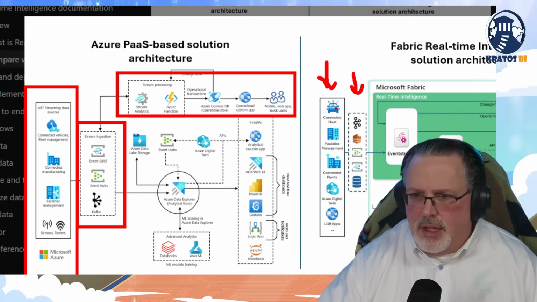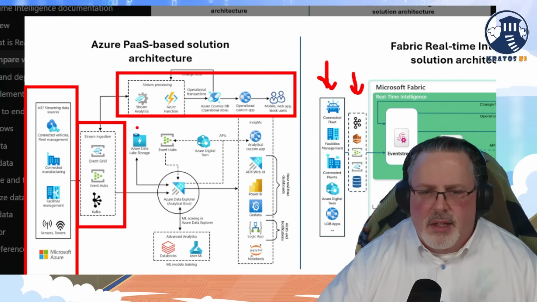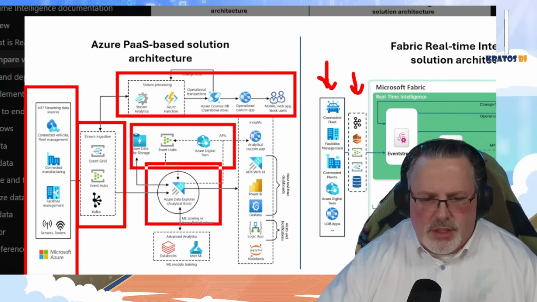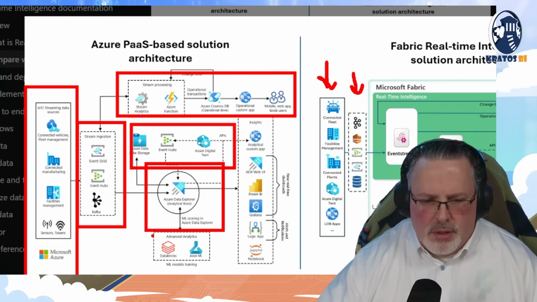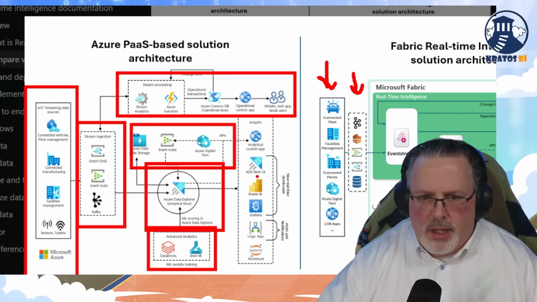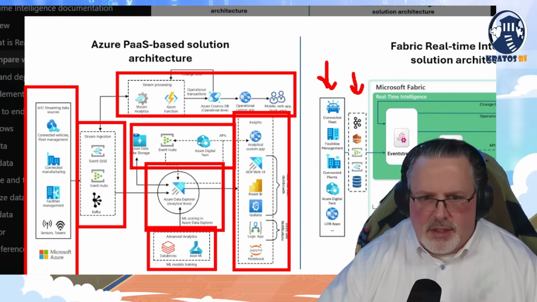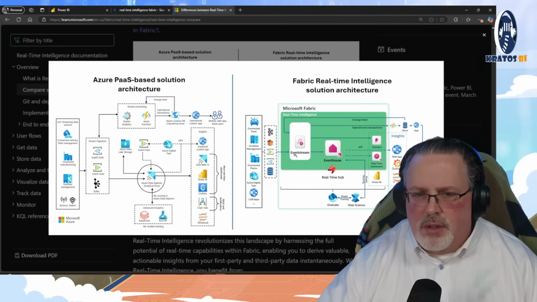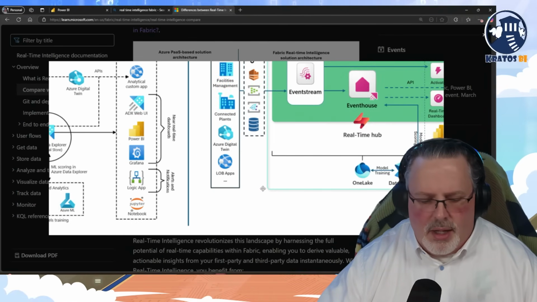Oh, I can't slide while I'm zoomed in. Then I've got my storage, my APIs, my Azure Data Explorer, Databricks, Auto ML, and then my insights sit on top of that. Okay, that makes sense.